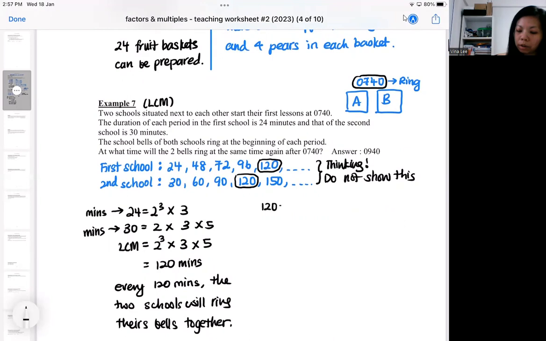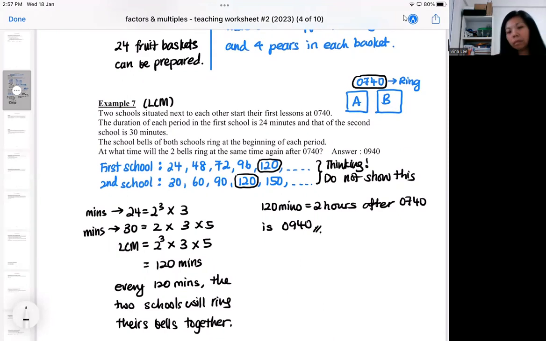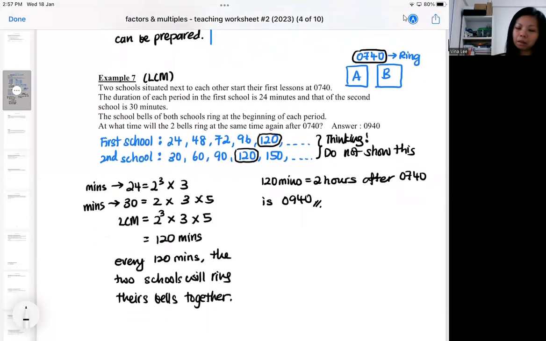So you got to do the conversion. 120 minutes is equivalent to 2 hours. So 2 hours after 7:40, at 9:40, the 2 schools will ring the bell together. Okay, so this can be one of the questions they ask. Sometimes they will ask a little bit more.